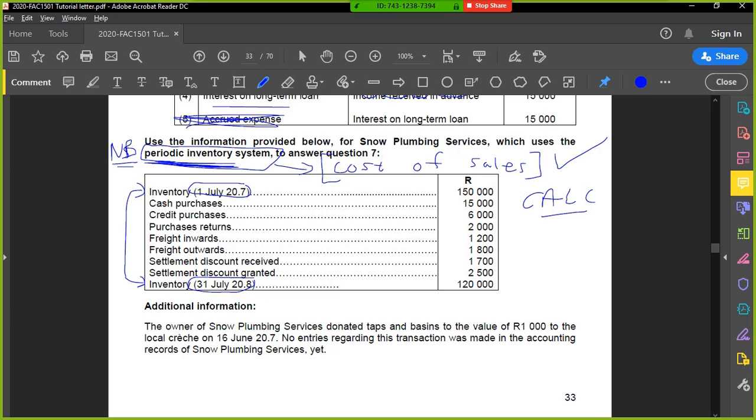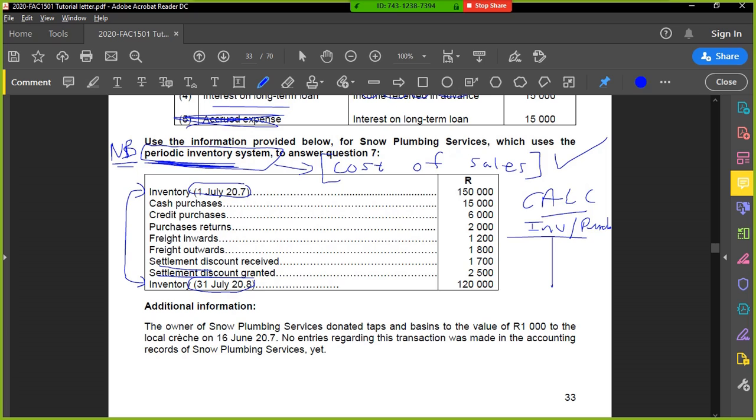Purchases are purchases. It doesn't matter how you buy the stock. If I'm looking at a T account for inventory, or purchases I should call it because of periodic, I'm going to use that account to record an increase in inventory, in terms of the purchases that I'm making. Then I've got returns. I've got freight inwards, I've got freight outwards. I've got discounts as well.